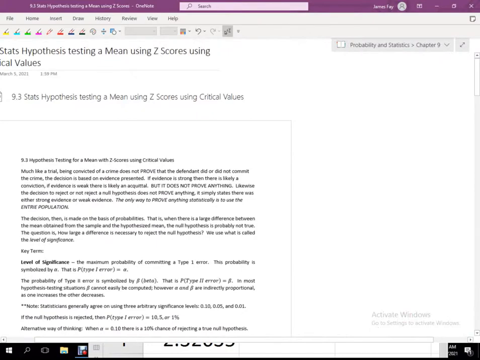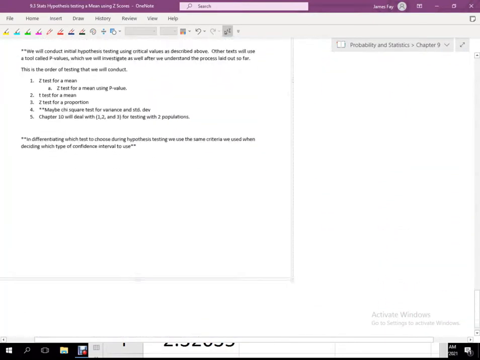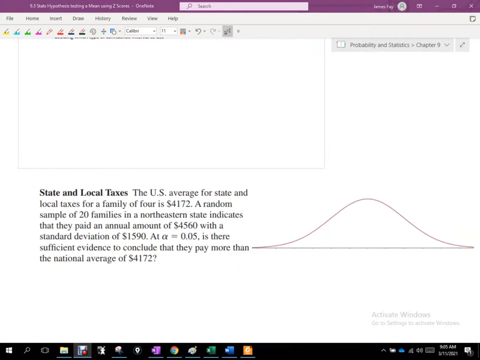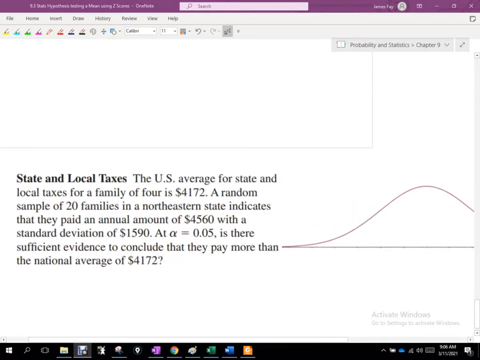All right, we'll do this one example. State and local taxes. The U.S. average for state and local taxes for a family of four is $4,172. A random sample of 20 families in a northeastern state indicates that they paid an annual amount of $4,560, with a standard deviation of 1590 at an alpha level of 0.05. Is there sufficient evidence to conclude that they pay more than the national average of 4172?